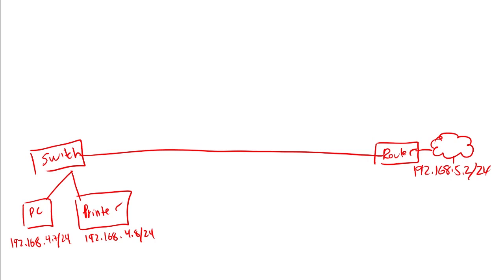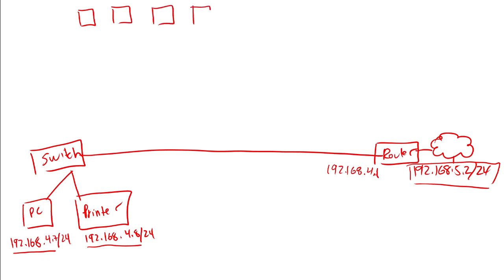So now we're going to look at why this is actually called a subnet mask. And so I've drawn a PC with the address 192.168.4.7/24, and 192.168.4.8 is the printer, and our router will probably be 192.168.4.1, and we've got another device out in the wild that's 5.2. It's also a /24.